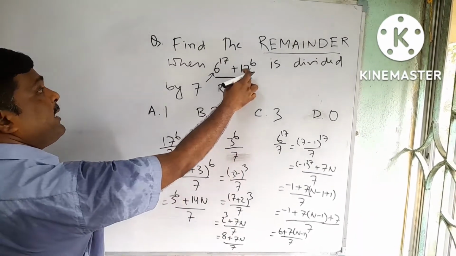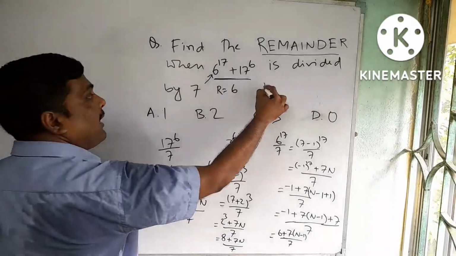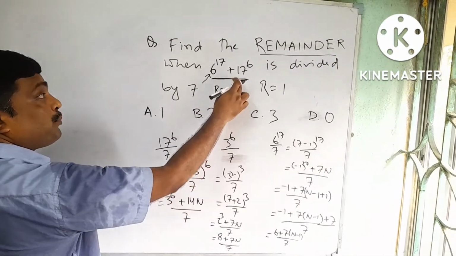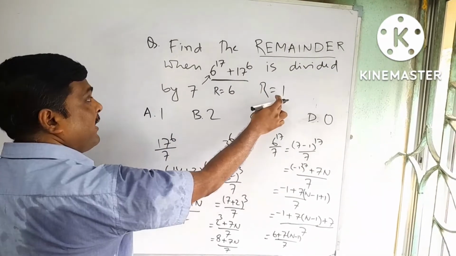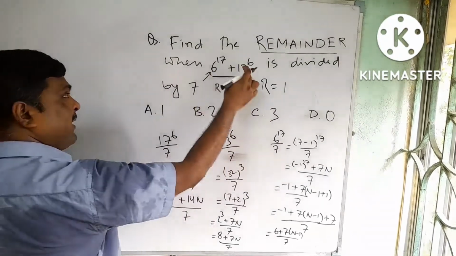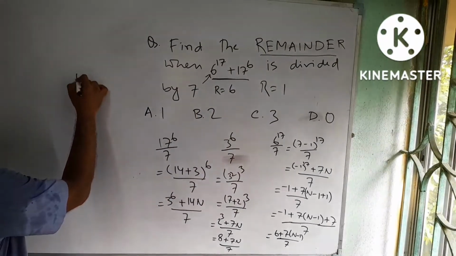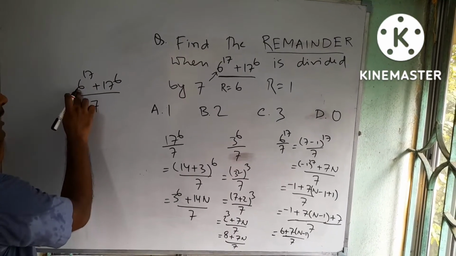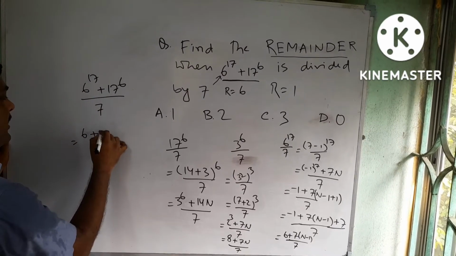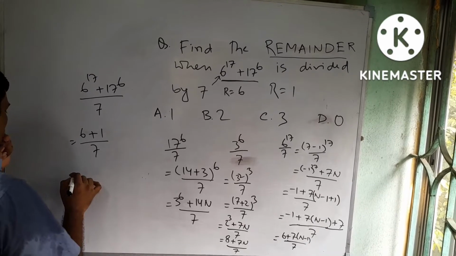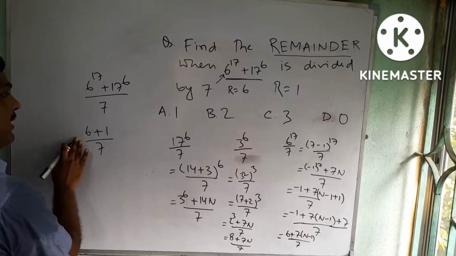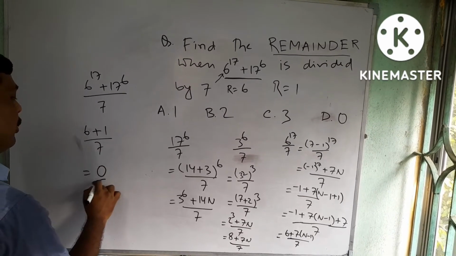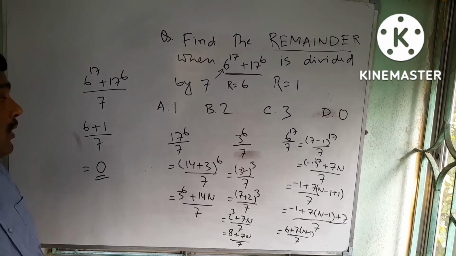So 17 to the power 6 divided by 7, the remainder is 1. And 6 to the power 17 divided by 7, the remainder is 6. So for 6 to the power 17 plus 17 to the power 6 divided by 7, the first portion has remainder 6 and the second portion has remainder 1. So the answer is 6 plus 1, which is 7, divided by 7. The remainder is 0.